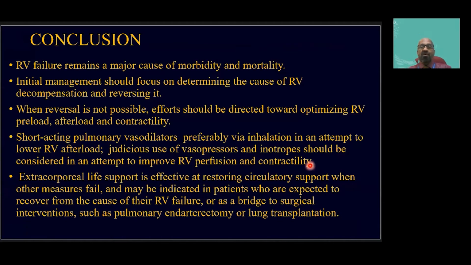To conclude my talk, right ventricular failure remains a major cause of morbidity and mortality. Understanding the pathophysiology of RV failure is important in managing these patients. Initial management should focus on determining the cause of RV failure and reversing or treating the cause.